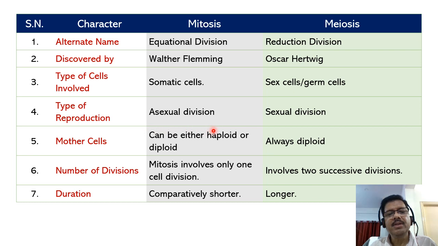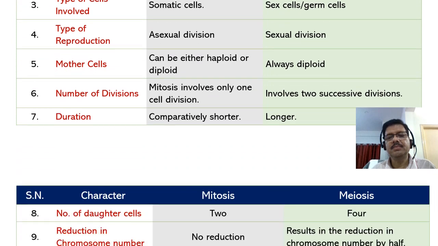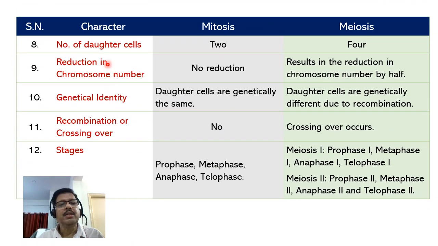Then type of reproduction, it is asexual, whereas it is sexual. Mother cells involved can be either haploid or diploid, and here it is always diploid. The number of divisions: mitosis involves only one cell division, and here it involves two successive divisions, that is meiosis I and meiosis II. As far as duration is concerned, comparatively it is shorter, and here it is longer. Then number of daughter cells at the end: in mitosis 2, in meiosis 4.